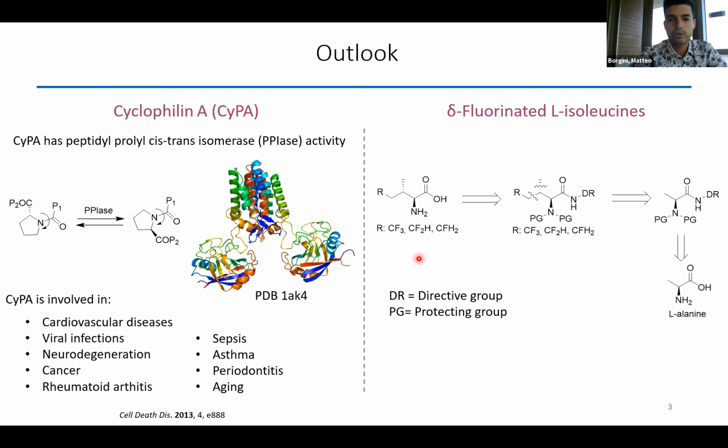So we thought to incorporate different delta fluorinated L-isoleucines into the cyclophilin A structure in order to perform some different fluorine NMR studies, in both in vitro and in vivo systems, to determine, in fact, what's going on.